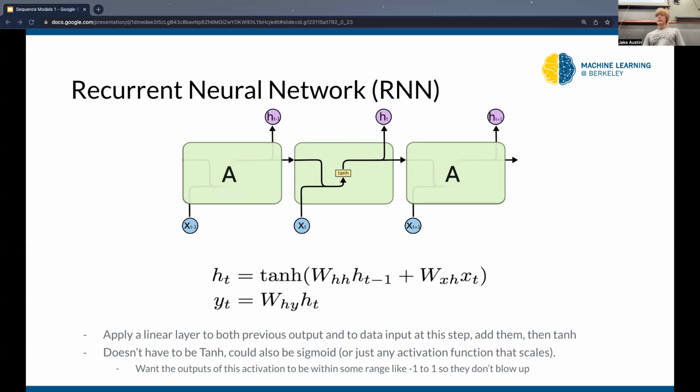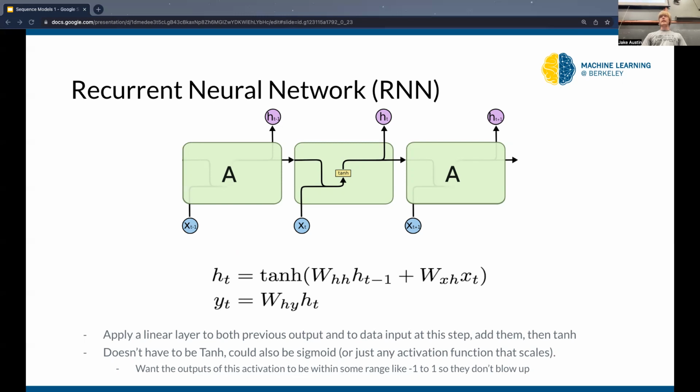We'll talk about this more later, but it boils down to making sure that when we do repeated multiplications in our backprop, or even in forward propagation, we don't have values that blow up or get super small. So it basically boils down to taking our input at this time step, multiplying it by a matrix, taking the output of our previous layer, multiplying that by a matrix, adding them, and then spitting it out. Are there questions about this?